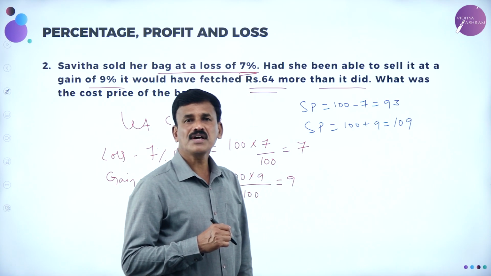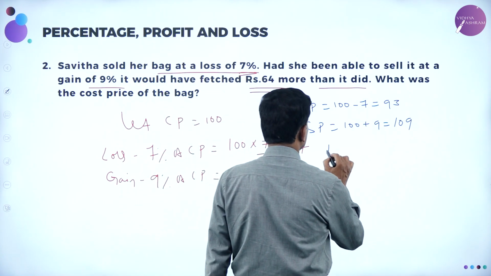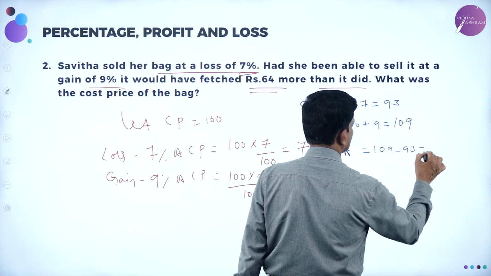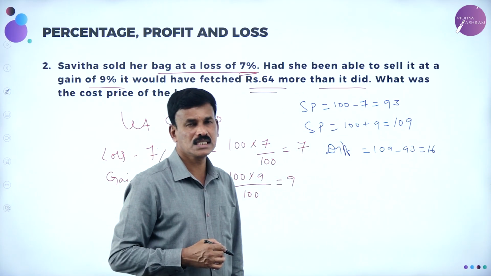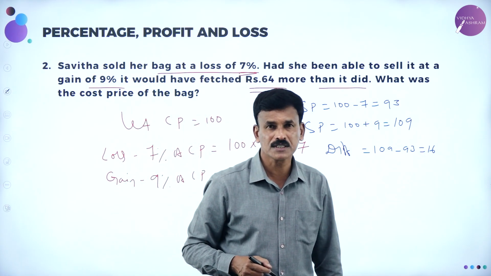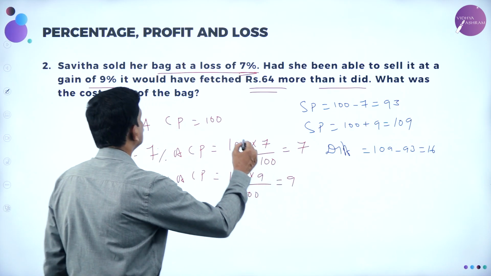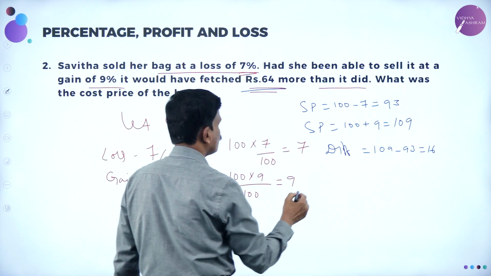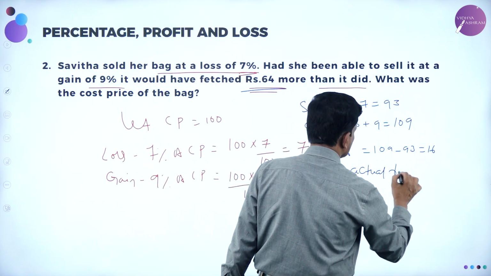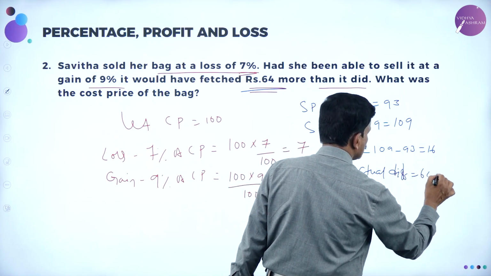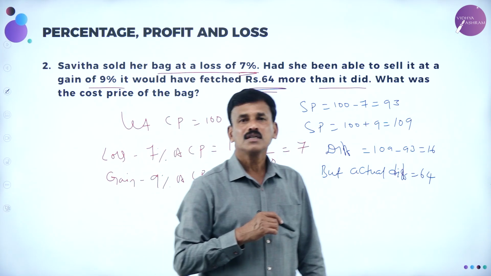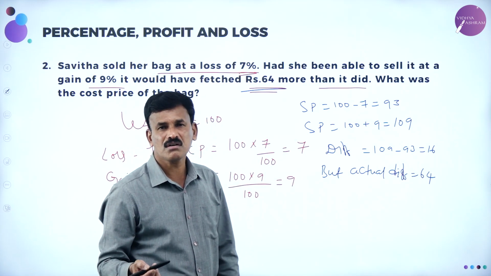Okay. Now, just find out the difference. What is the difference between these two? The difference is equal to 109 minus 93, that's equal to 16. 16 is the difference between SP for gain and loss. Right. But what is given? But the actual difference is 64. But the actual difference is equal to 64. Right. What is the actual difference? It is 64.